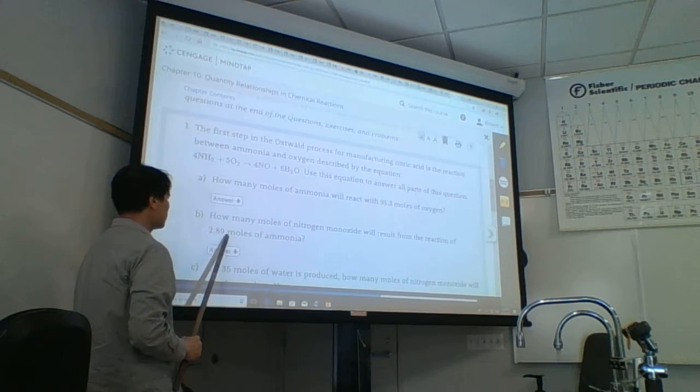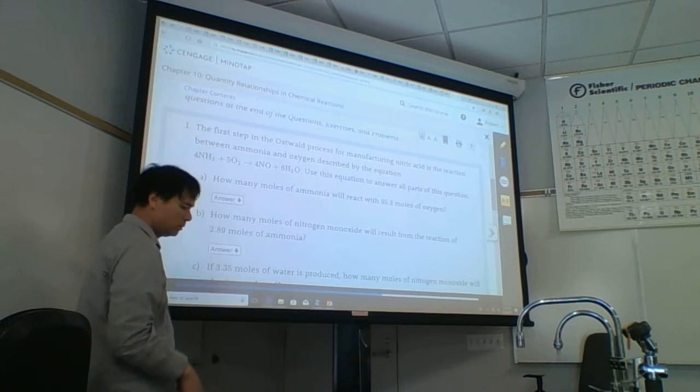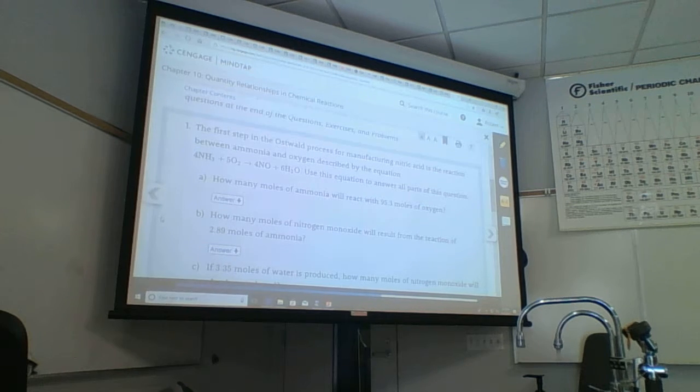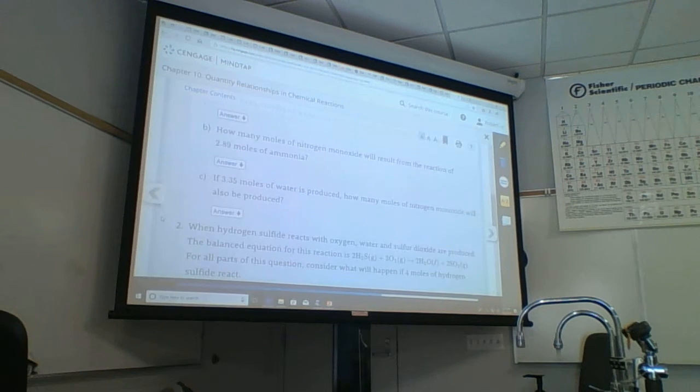So another mole-to-mole conversion. This is moles of A to moles of B. We just use the balanced chemical equation to do that. And so all these are the same.